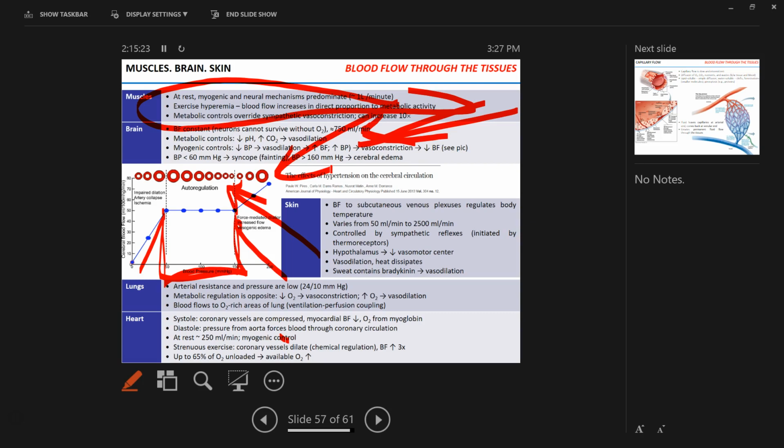Metabolic regulation. Is it included? Yes. Think about this. When you think, what's going on in your brain?